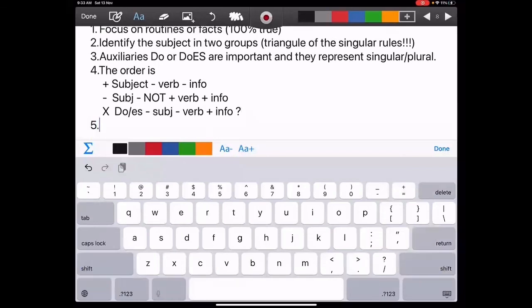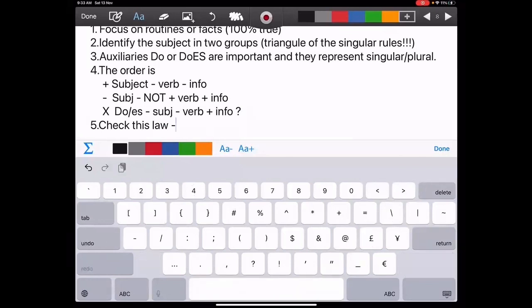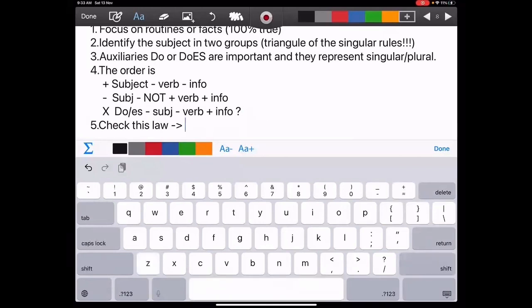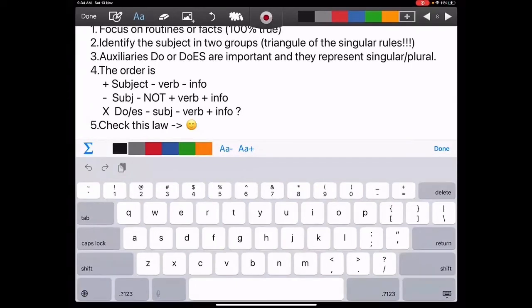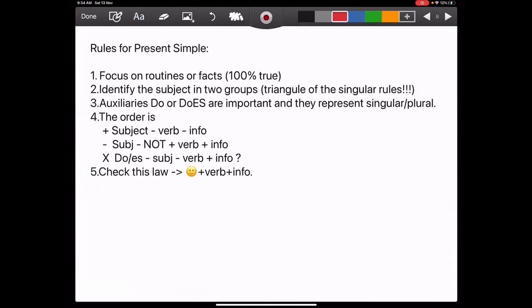And finally, rule number 5 is a very important rule to check when you have to work on grammar. This law is subject, verb, and info. If you finish your exercises in present simple, always check the law. It starts with the subject and the verb must have the s or not s, depending on the singular or plural subject, and then the info.